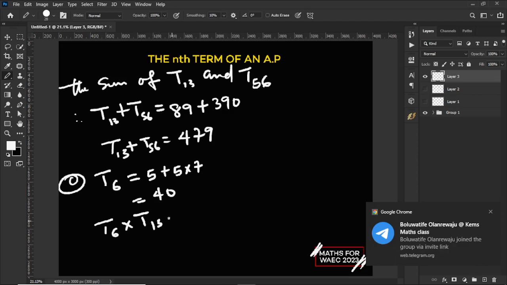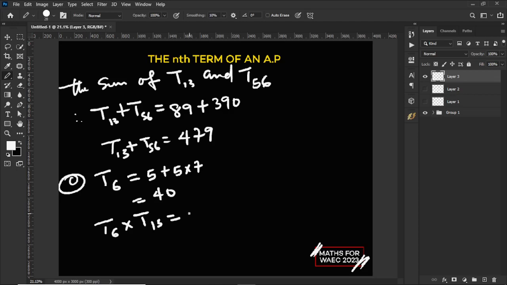So the product of T6 times T13 will be what? 40 times 89. Okay, 40 times 89. So what do you have as your results? 3,560. So that's our results.